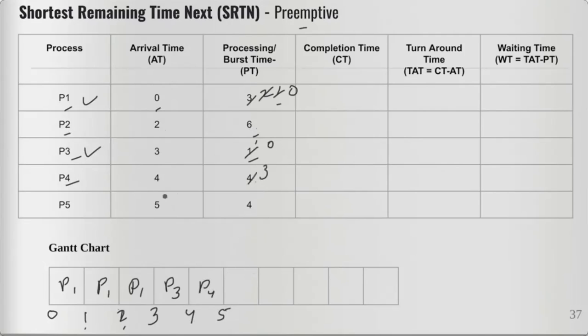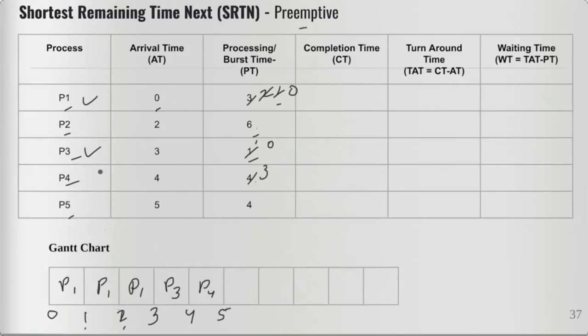Again, we'll compare at 5. Are there other processes that have arrived? Yes, at interval 5 we also have P5 that has arrived. Which are the ones that are remaining? P4, P5, and P2. Which has the shortest? 6, 3, and 4. Definitely P4.